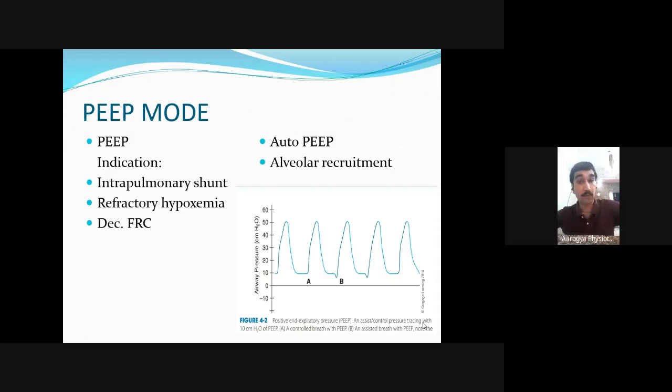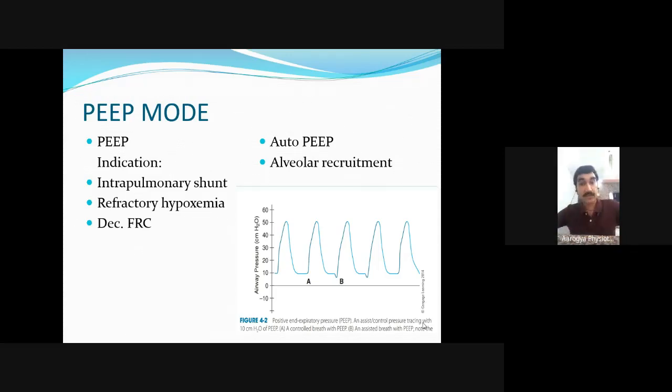Now, with the PEEP mode, there are complications. As I have said in positive pressure ventilation also, it reduces cardiac output and thus it reduces the blood pressure. So the blood pressure reduces in PEEP mode. There is one more complication: there could be rupture of the alveoli because of high pressure. If the PEEP crosses the rupture point of the alveoli, then there could be a barotrauma, a rupture in the alveoli causing pneumothorax and other complications as well.